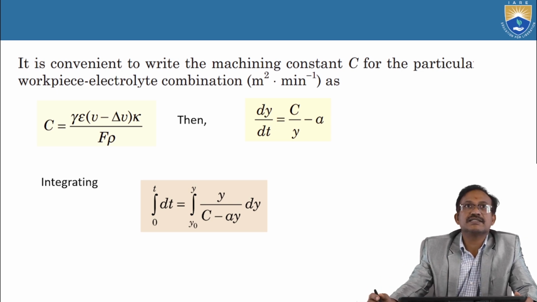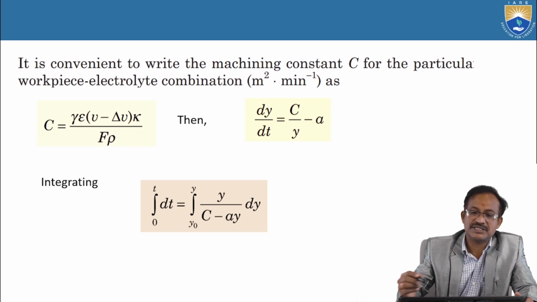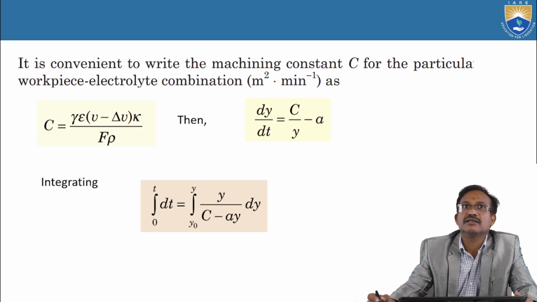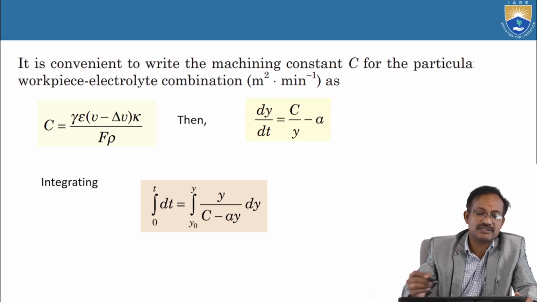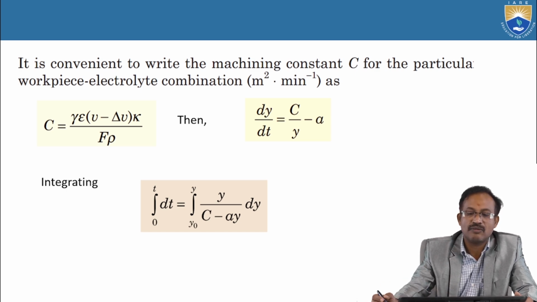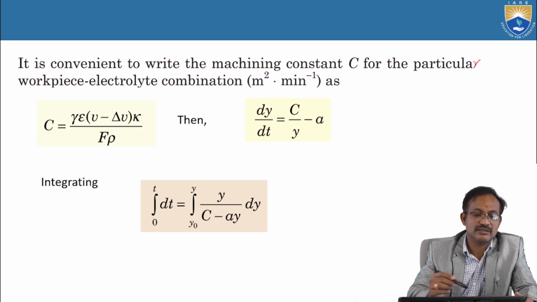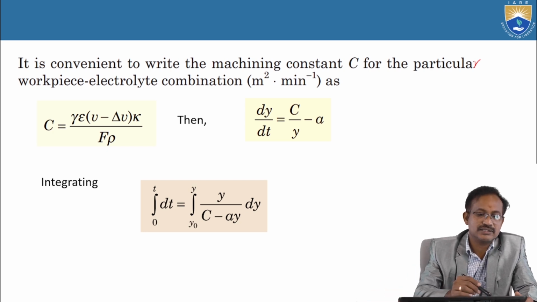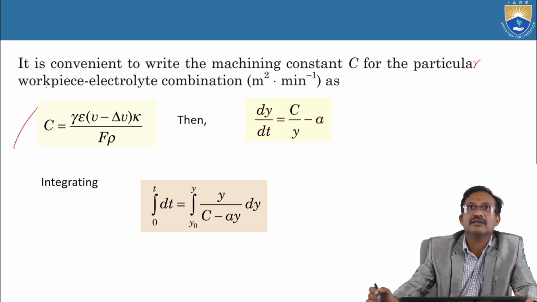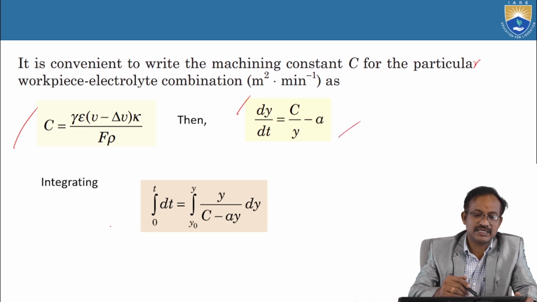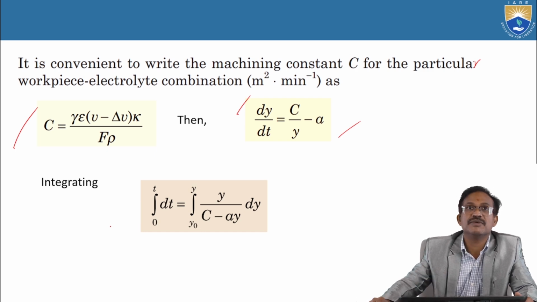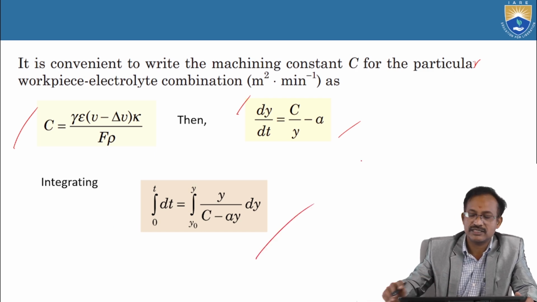It is convenient to write the machining constant C for the particular workpiece electrolyte combination, written like this. Look at this C and differentiate y with respect to t, so that we get this. Upon integrating with time limits 0 to t, we get the equation like this.